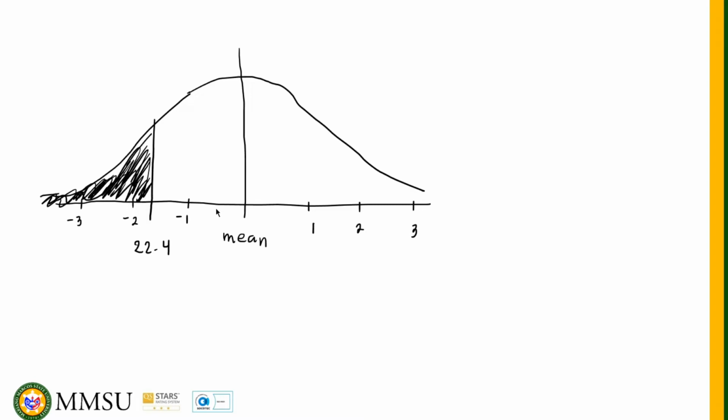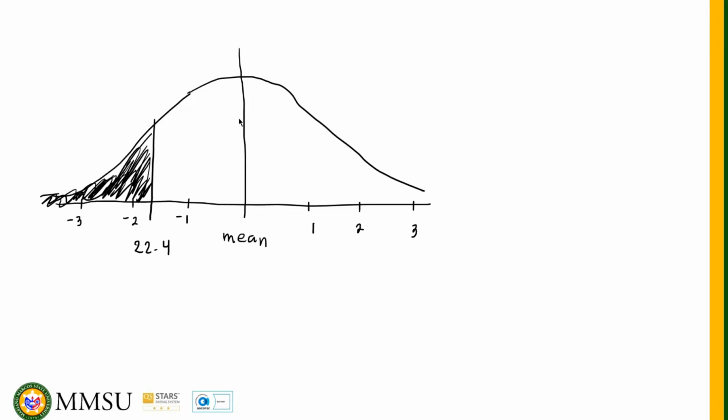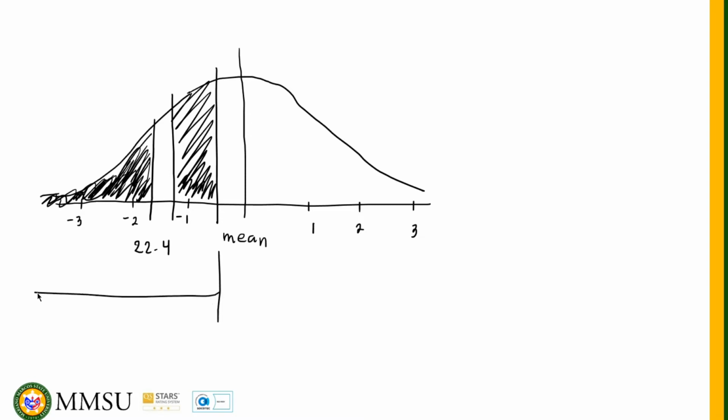If we do, for example, from 22.5 to 28.1, in our normal distribution it is between this and this. This is the area we are computing. In Excel, it computes the area from this point to the left, and then we subtract the area to the left, so the area remaining is this one. That is what we will do in this case.